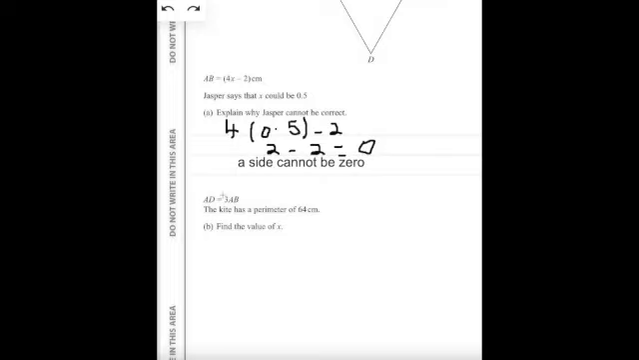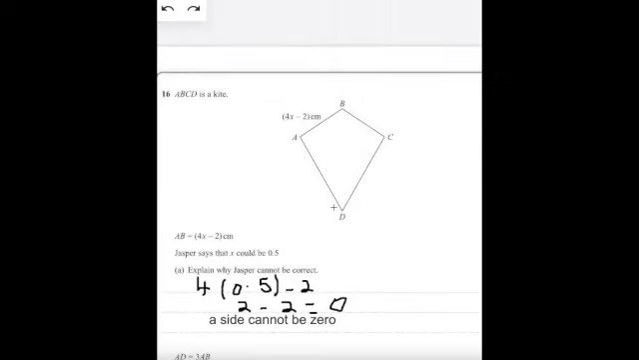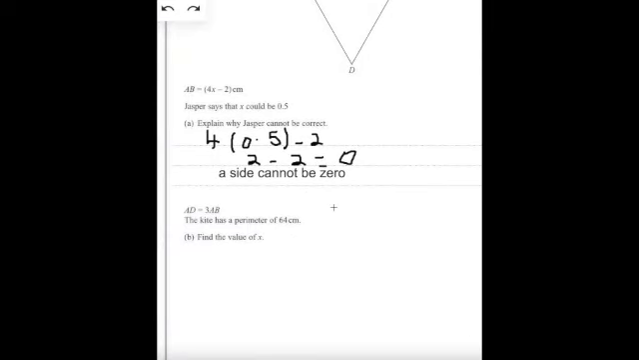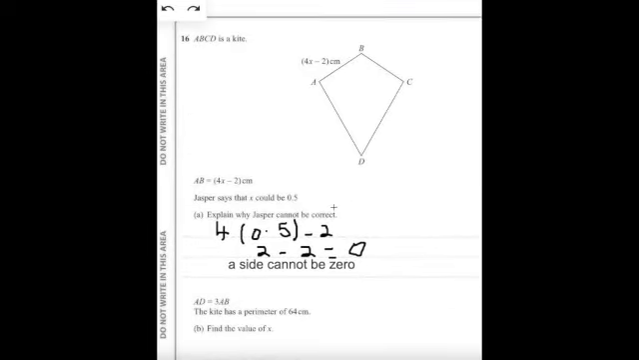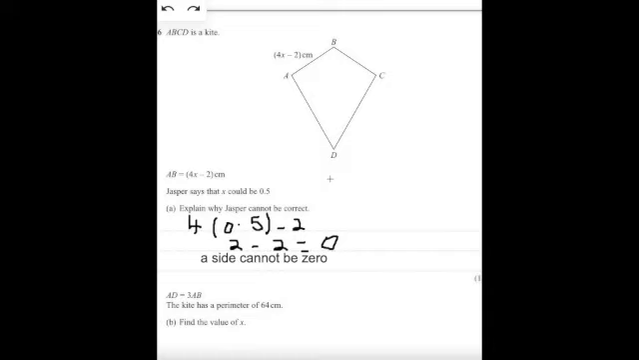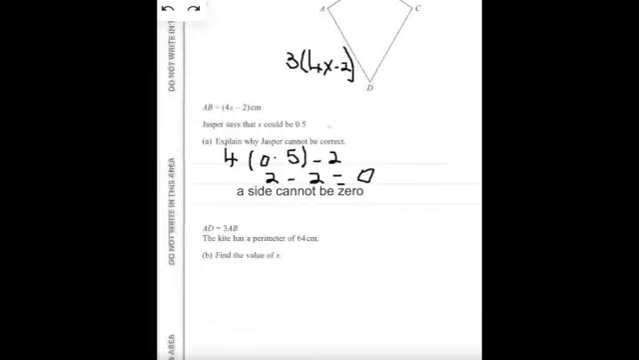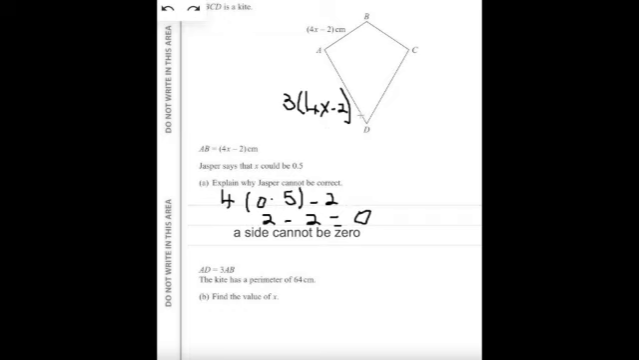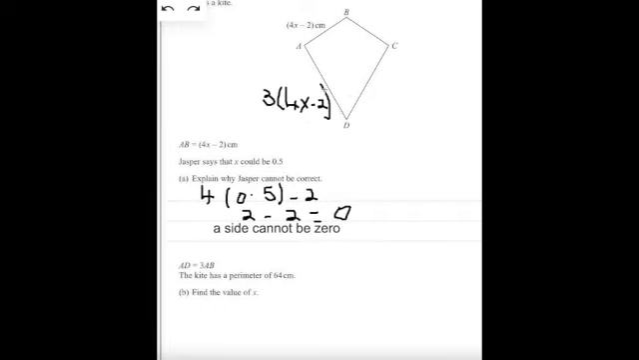Next one, AD equals 3AB. So we've been given AB, and it says AD is 3 times that. So AD is 3 times that. It wants you to find the value of x, and it has kindly given you the perimeter of 64 to do this. Pause it now if you think you can do this. If not, I'll go for it.